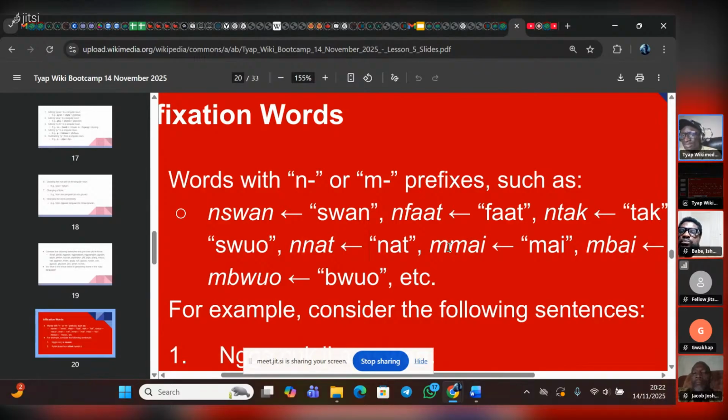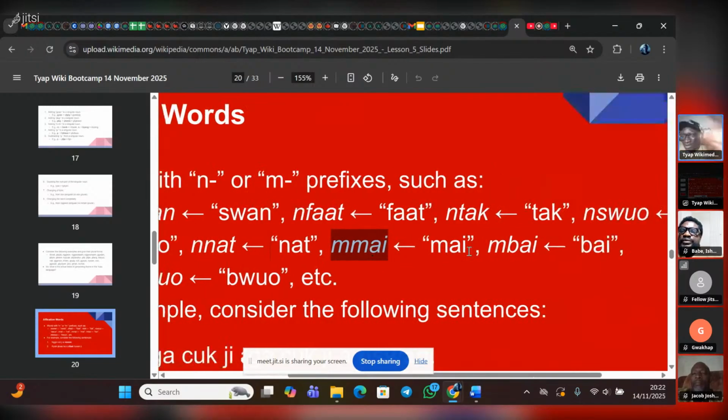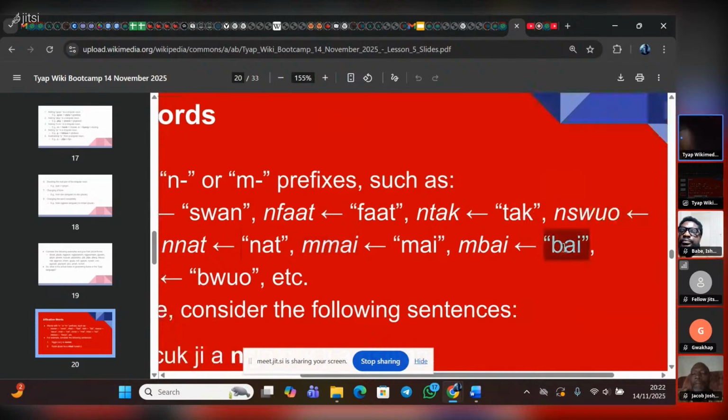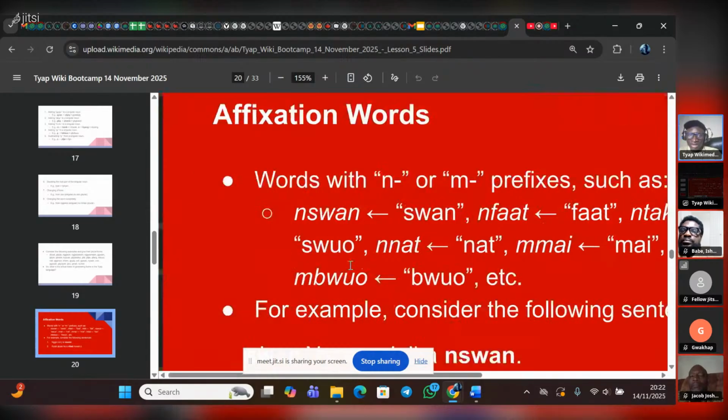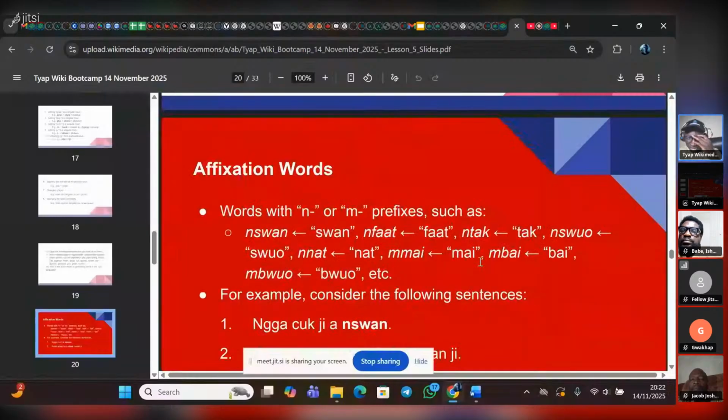It's not nma, it's mma, and this one is my, and I'll explain it later. And then we have by, which is to come, and then which is prefixed with this to give us mby. And then we have bro, to fetch, and combined with m to give us mbro. So they are very many. You keep on finding them in the Tyap language. And then we have some certain examples.